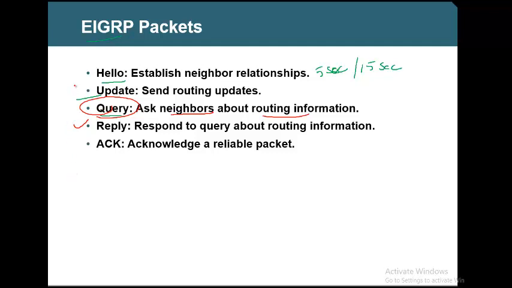For all these three, acknowledgement is sent. You see one router is sending an update to another router. The other router will send immediately acknowledgement. Hey, thank you for the update. Likewise, query. One router is sending query. The other router will say, I received your query. That is an acknowledgement. And when some router sends the reply, the receiving router will send an acknowledgement. I got your reply. Thank you.